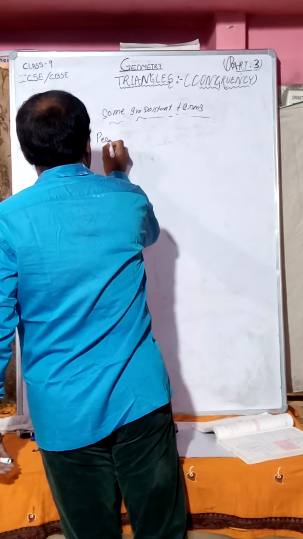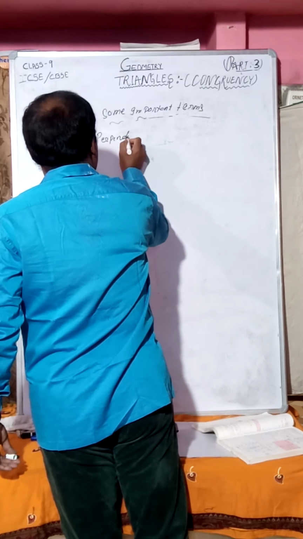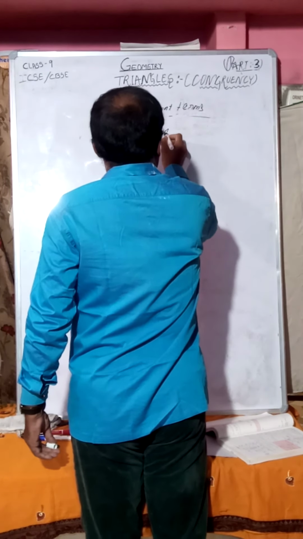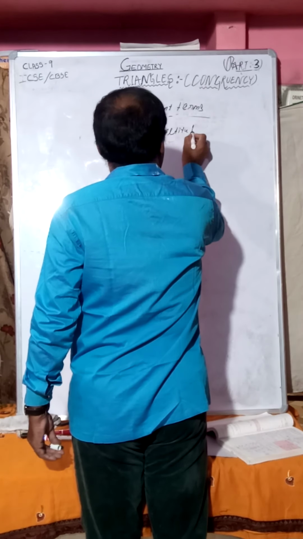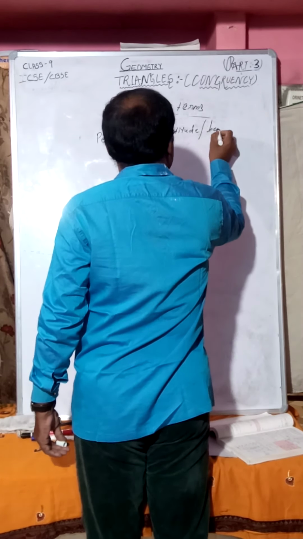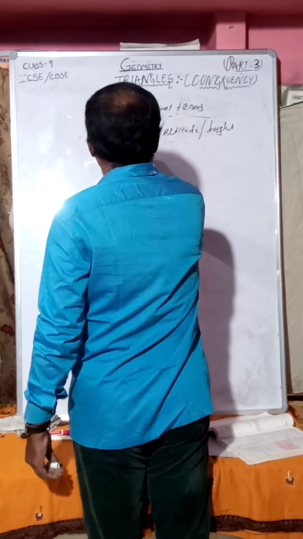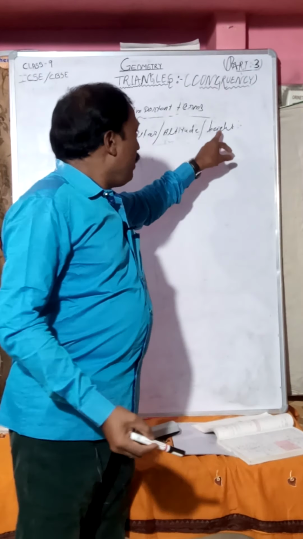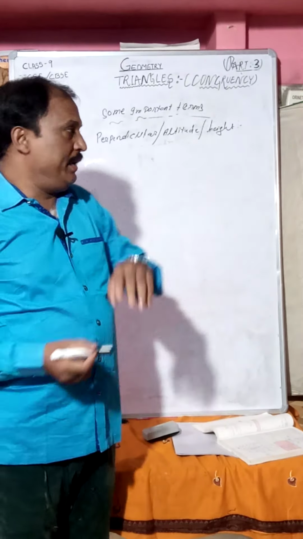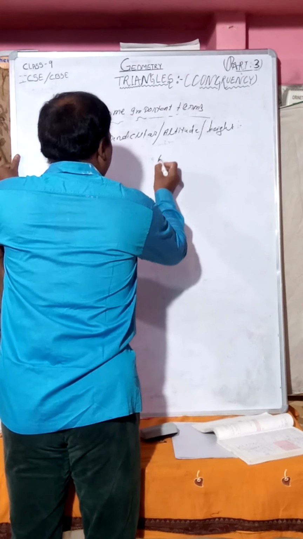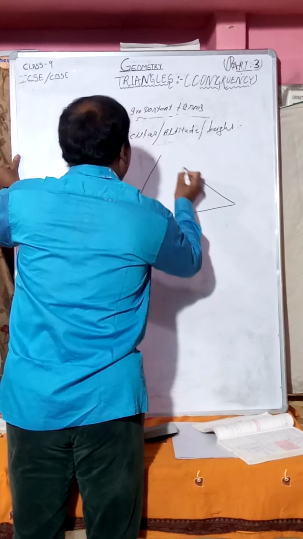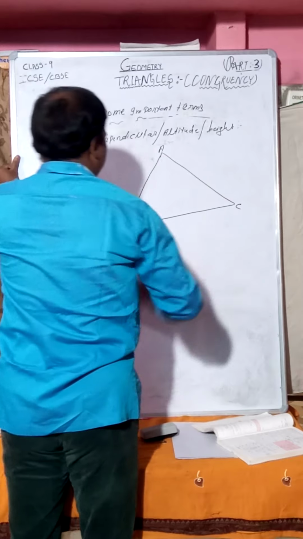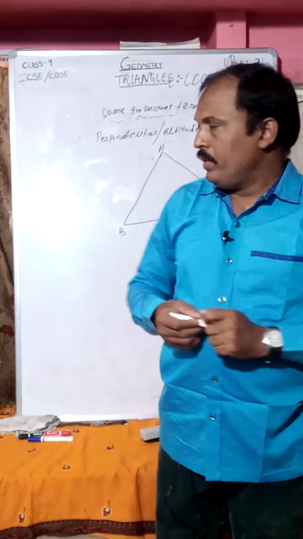Perpendicular, altitude, height: perpendicular, altitude or height, the 3 things are the same thing. So this is a triangle. Suppose this is triangle A, B and C. ABC is a triangle.